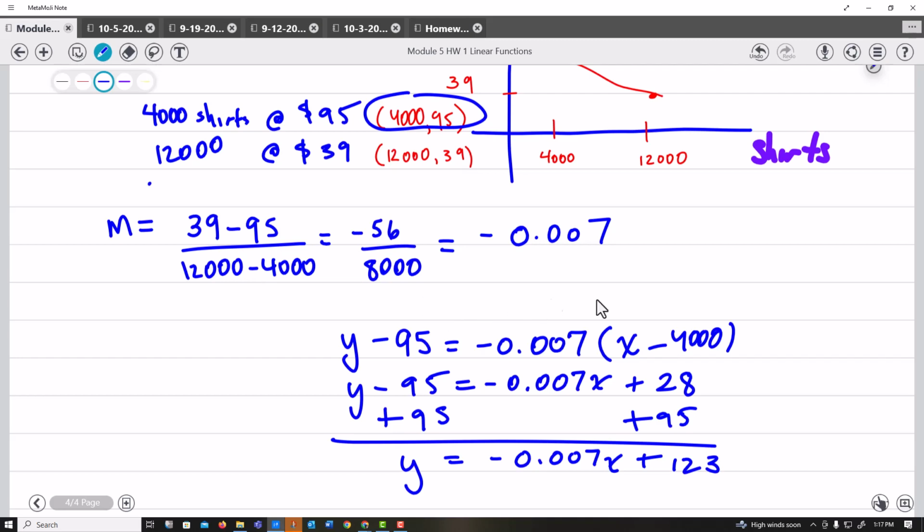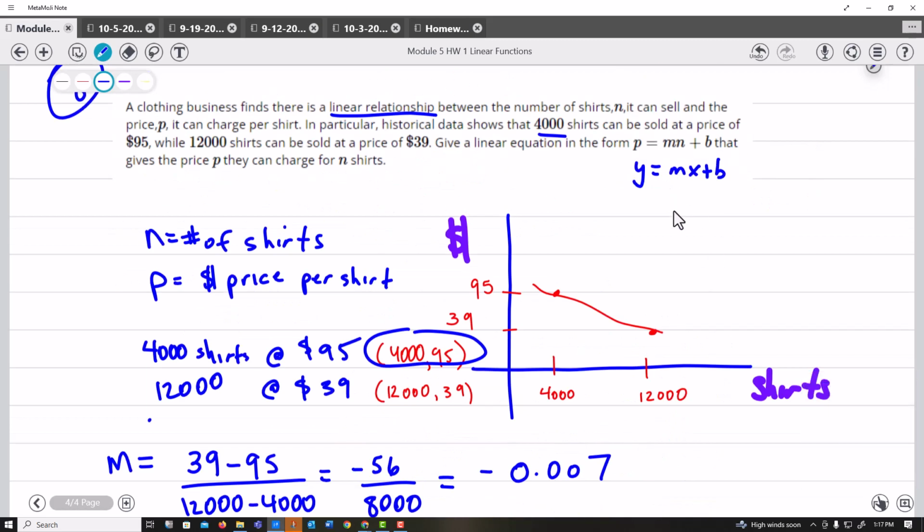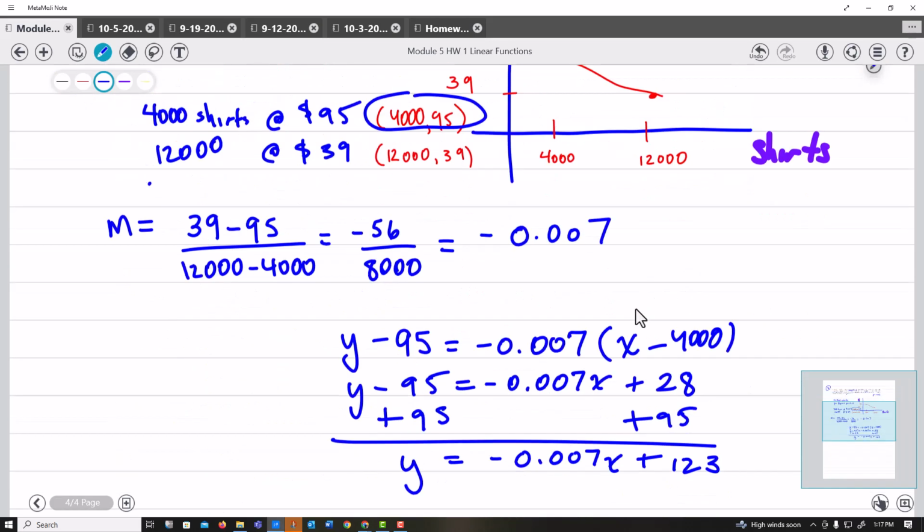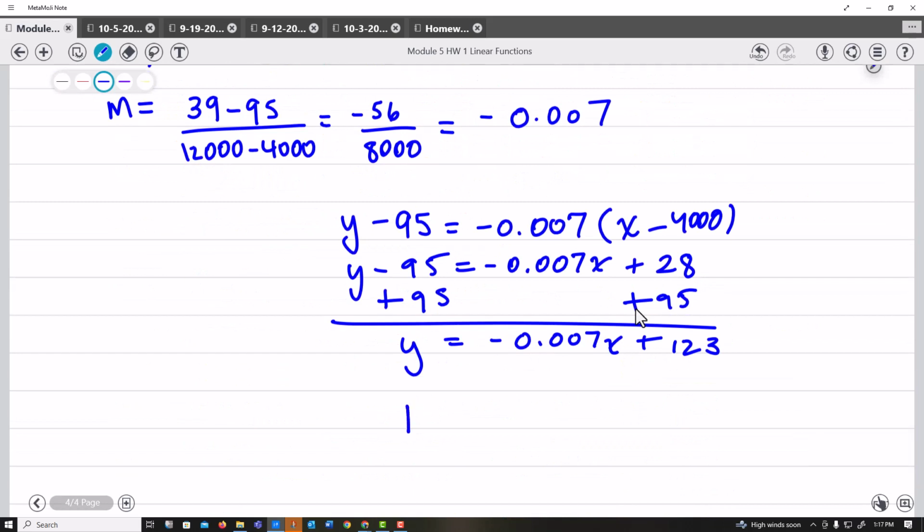And then the last thing to do is just put it in the format they wanted it in. So P equals negative 0.007n plus 123. And there it is. You now have an equation that you could actually use. You could just plug in. Notice here, n's the number of shirts. You could plug in a value for n and you could actually get the price.